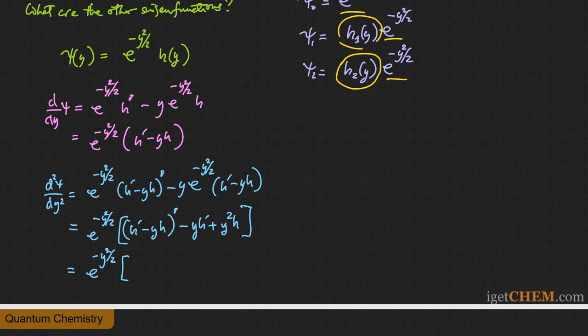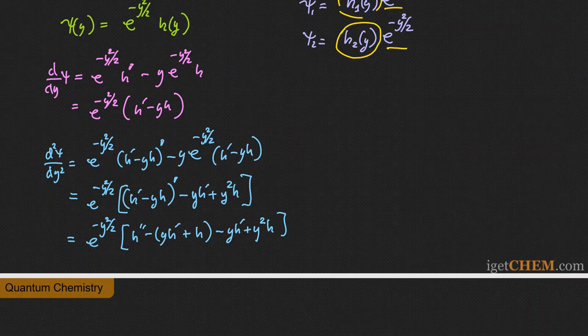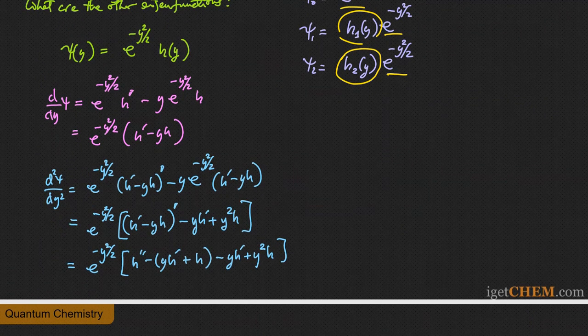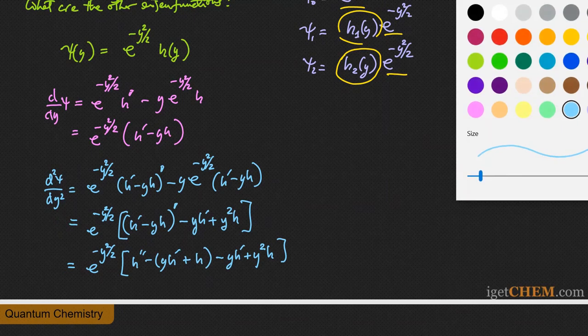So the derivative of h prime is obviously h double prime. The derivative of yh is, again, according to the product rule, y times h prime plus the derivative of y, which is just 1, so we have h. And minus y h prime plus y squared h. And now you can group terms together. So let me finally just write that at the end.